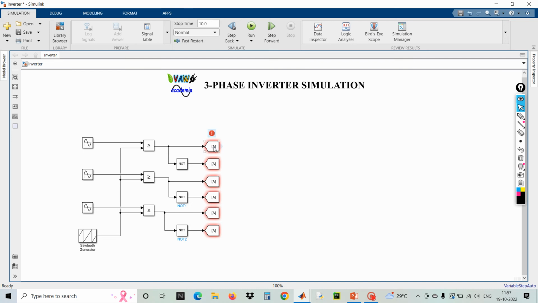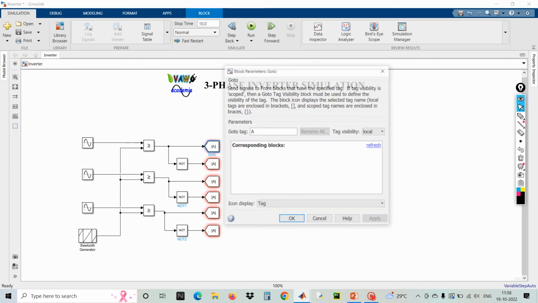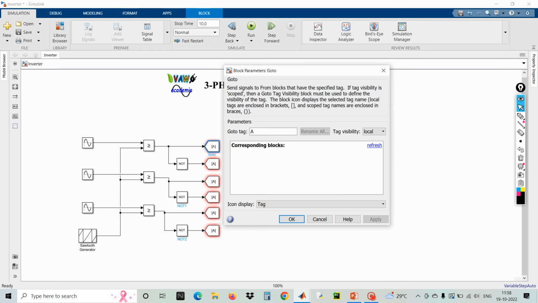Now this is S1. I am making the tag visibility global. Make sure that tag visibility is global in all cases, whether you are using a subsystem or a single page, it doesn't matter. It's a good practice. Apply it.